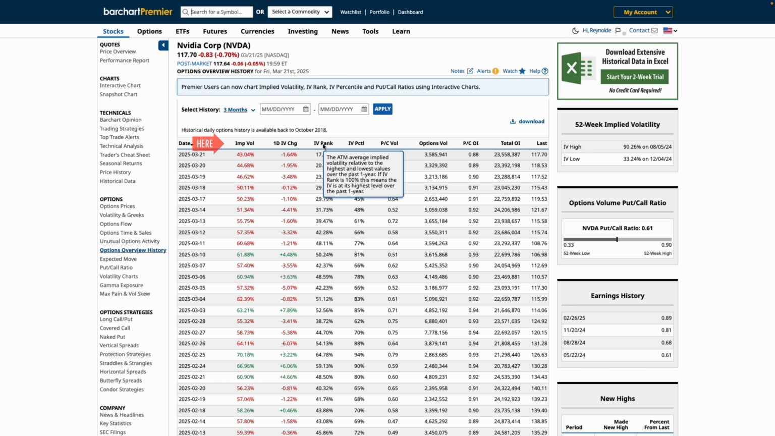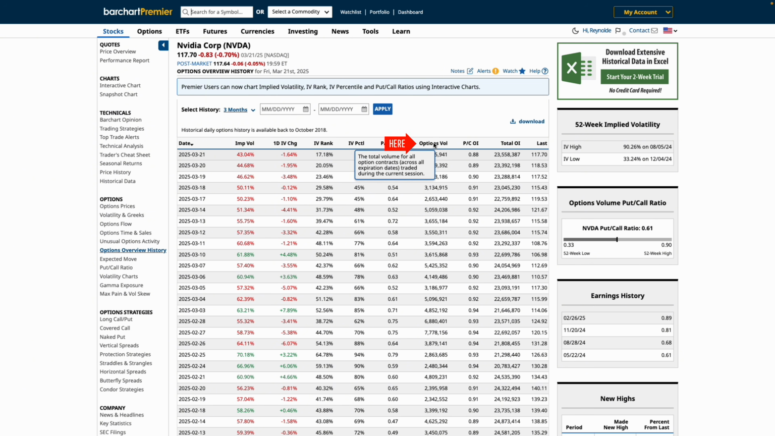There are key pieces of data we need to consider, including implied volatility, IV rank, and IV percentile, which tell us how the market is pricing in expected moves. And the put-call ratio, a tool that helps traders gauge whether market sentiment is leaning bullish or bearish based on the amount of puts versus calls.